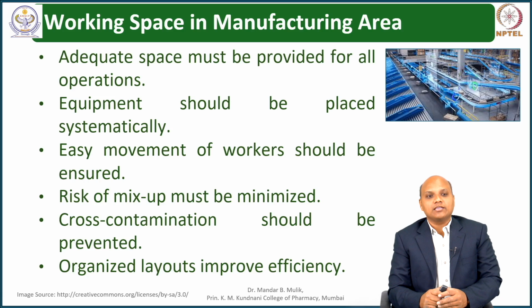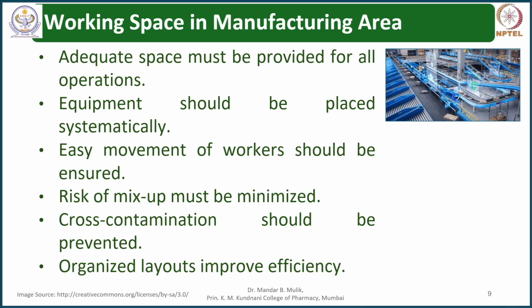Equipment should be placed systematically to avoid such contamination. Easy movement of workers should be ensured to avoid accidents. The risk of mix-up must be minimized. Cross contamination should be prevented by giving adequate area, and an organized layout improves the efficiency of production. In the manufacturing area, every area should have a proper outlet of the production line, so that workers and co-workers have knowledge of exit and entry points.